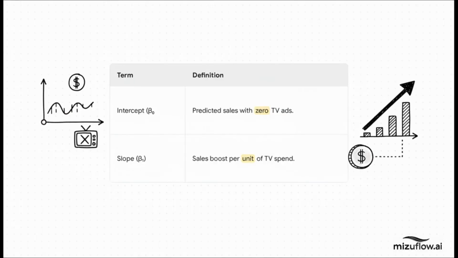Now, once we have that line, the model spits out two key numbers that tell its whole story. First up is the intercept. That's basically your starting point. It's what you'd sell if you spend absolutely nothing on TV ads. Then there's the slope, and this is the real powerhouse. It tells you for every extra $1,000 you drop on TV, here's the sales bump you can expect to see. It's how steep that line is.